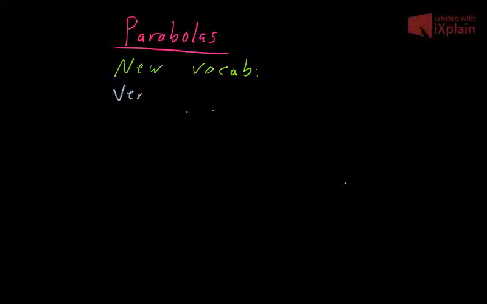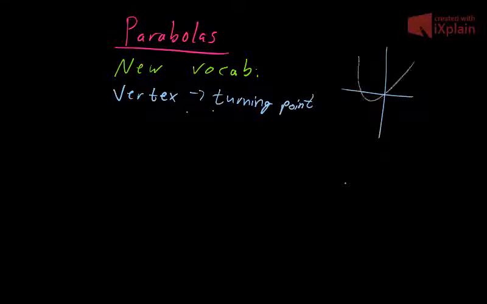So the vertex of a parabola is going to be the turning point. The turning point of a parabola. So if I have a parabola here, it would be that part right there, or if I have a down-facing parabola, it would be that part right there. So that would be the vertex.